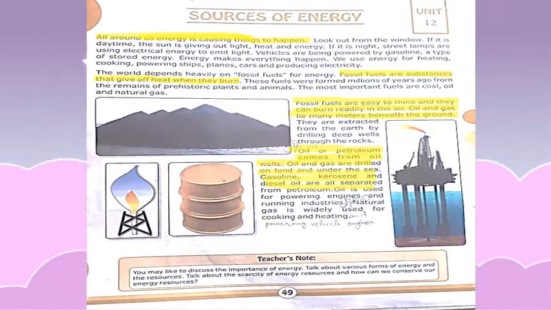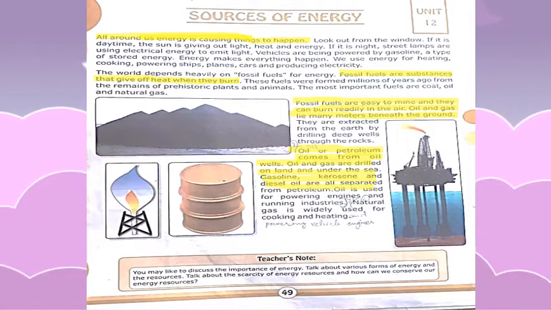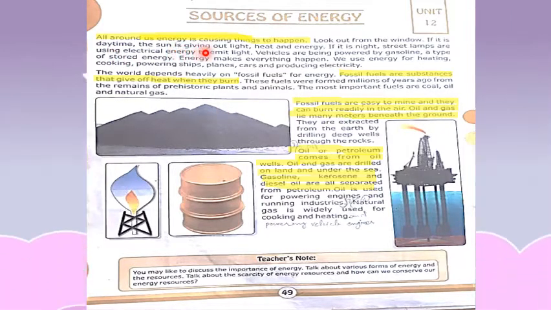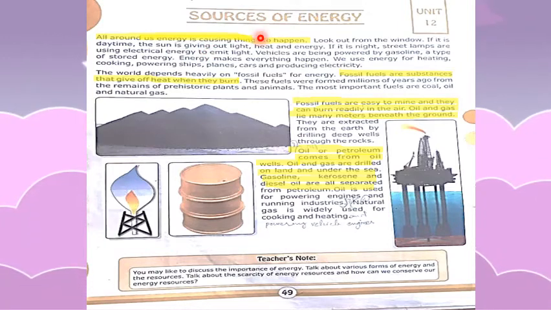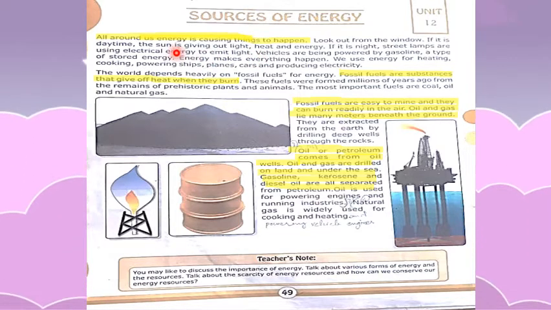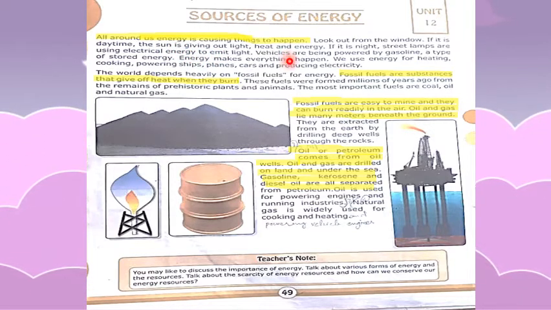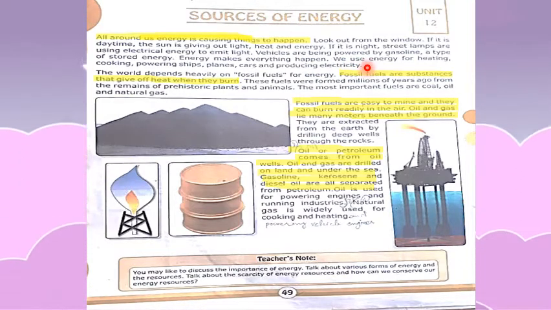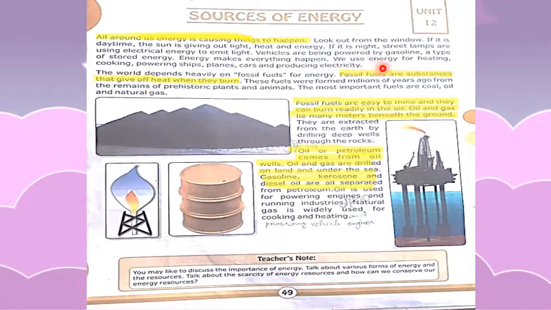So this is your page number 49 where your chapter starts. And here I have underlined some of the important lines so we can read them out. All around us, energy is causing things to happen. If we see around us, we can see many things that are happening. What caused them to happen? Energy. There is always a kind of energy which is causing things to happen. There are different kinds of things which can be done, and they can be done through different energies. We use energy for heating, cooking, powering ships, planes, cars, producing electricity.